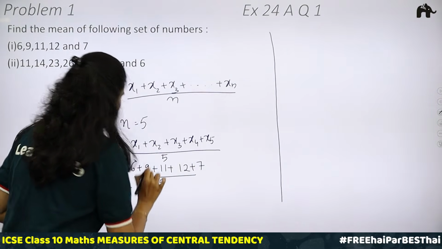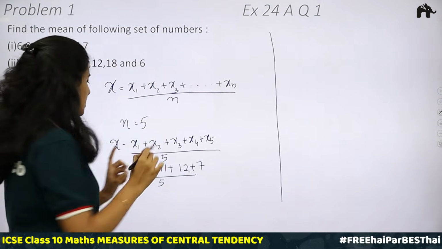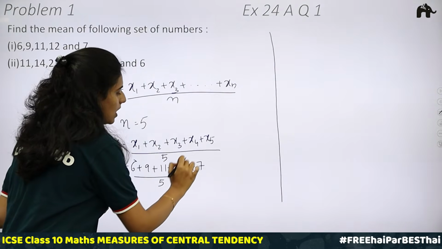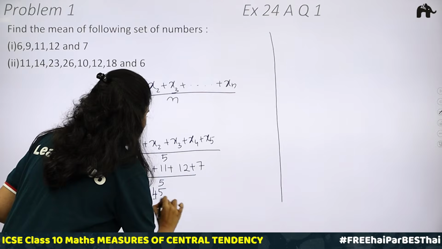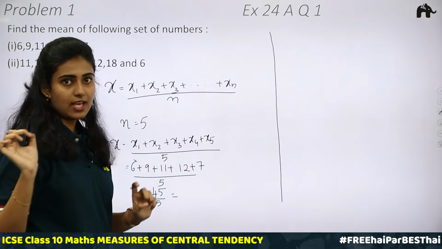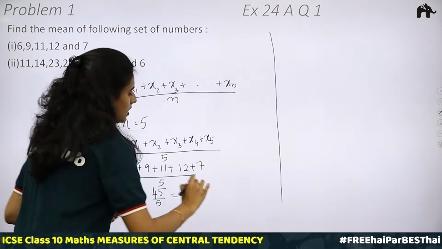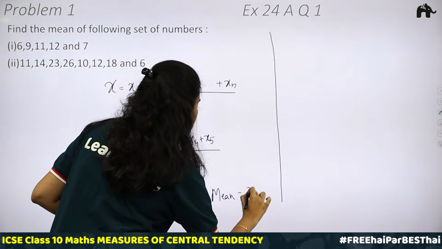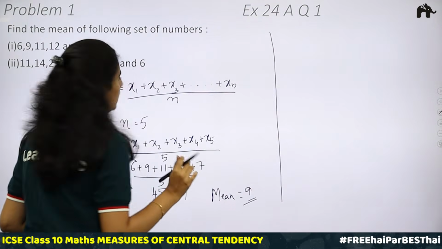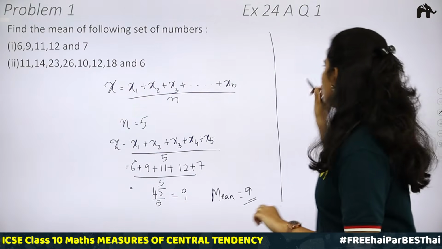What do we get on adding? 6 plus 9 plus 11 plus 12 plus 7. Yes, 45. So 45 divided by 5. 45 by 5 is equal to 9. So the required mean, arithmetic mean is equal to 9 in this case. Okay. Now the second one, same process.